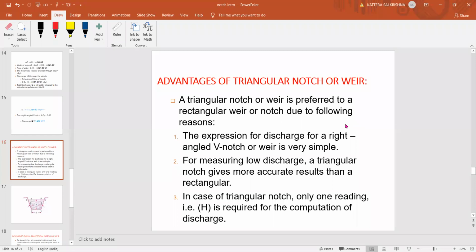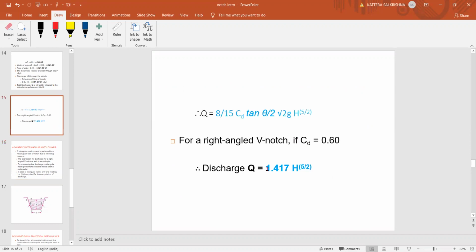Next, we are going to see the advantages of a triangular notch over a weir. A triangular notch or weir is preferred to a rectangular weir or notch for the following reasons. Instead of taking a rectangular notch, mostly we use a triangular notch because the expression for discharge for a right angle notch or weir is very simple. If it is right angle, it is very simple. See here, only this one.